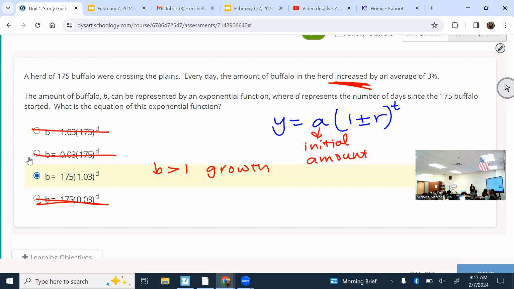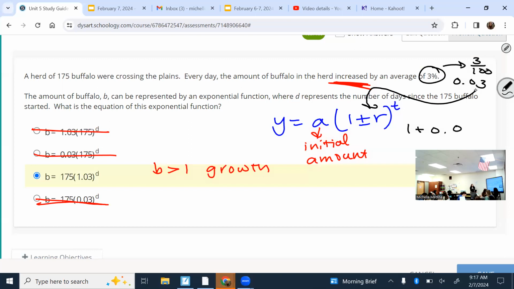And that's because the rate that it's increasing by, you have to convert to a decimal. So this divided by 100 and you get 0.03. And then, since it's increasing, you add it to the 1. That's why this became 1.03. Good? Okay.